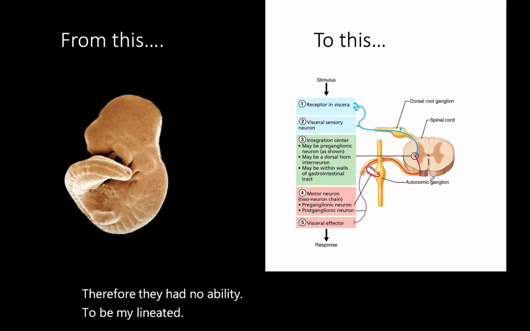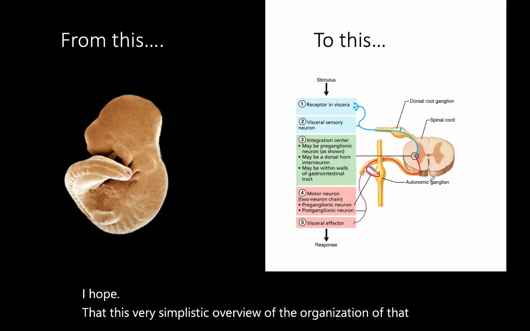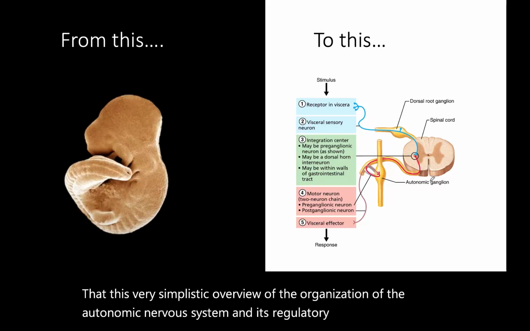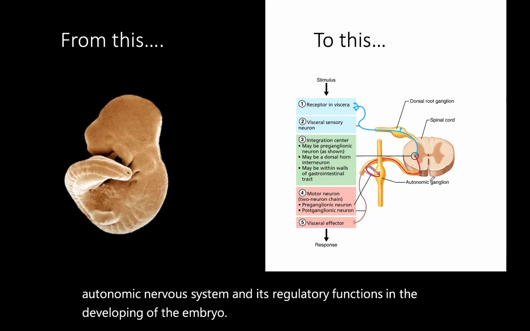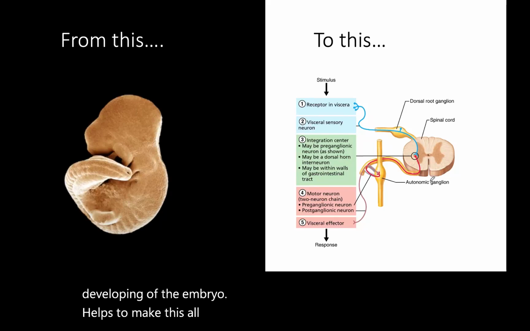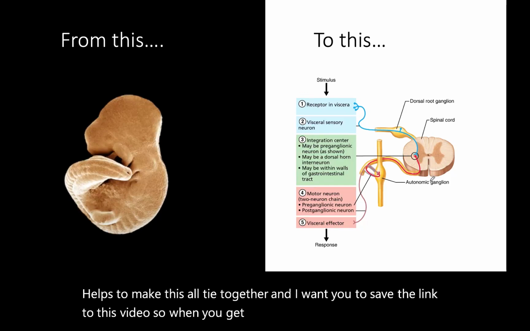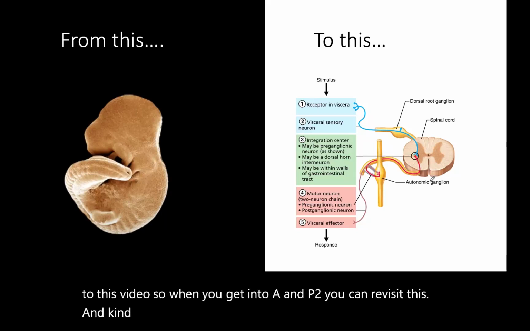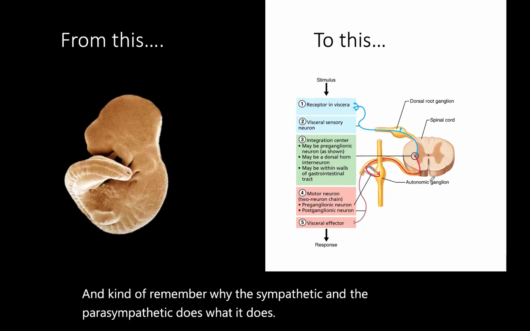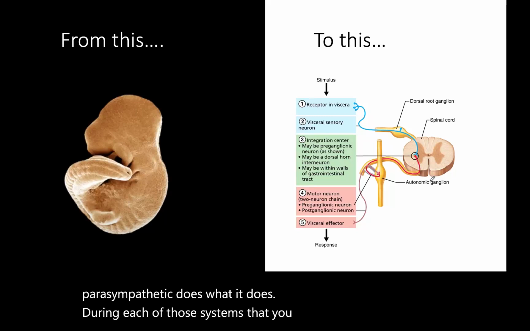Right? I hope that this very simplistic overview of the organization of the autonomic nervous system and its regulatory functions in the developing embryo helps to make this all tie together. And I want you to save the link to this video so when you get into A&P2, you can revisit this and kind of remember why the sympathetic and the parasympathetic does what it does during each of those systems that you will encounter in A&P2.